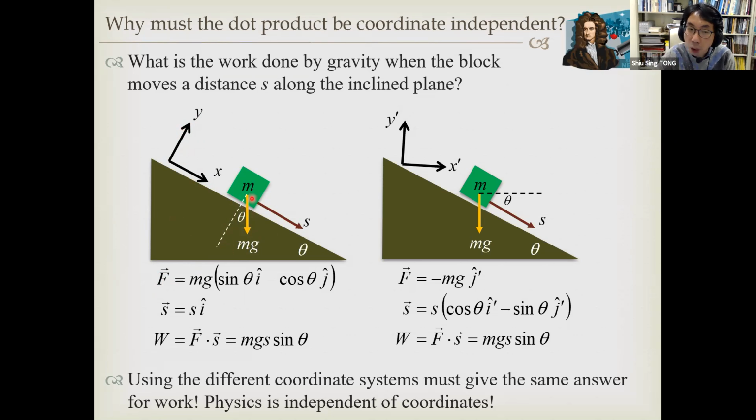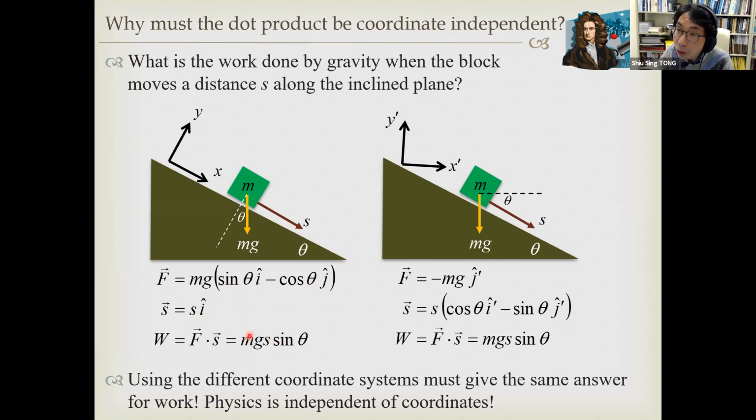In that case, the weight of the object, the force, can be resolved into two components, right? Since the force is vertically downward, its x component is mg sine theta, right? This is the x component. And the y component is mg cosine theta, but it's in the negative direction, so I add a negative sign. Therefore, the displacement is simple. It's simply s, right, in the x direction. So you see the dot product between F and s will be mg sine theta multiplied by s. The y component doesn't contribute. We only have the x components multiplying together. So it gives you mg s sine theta.